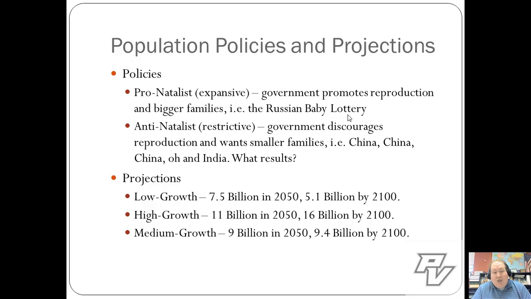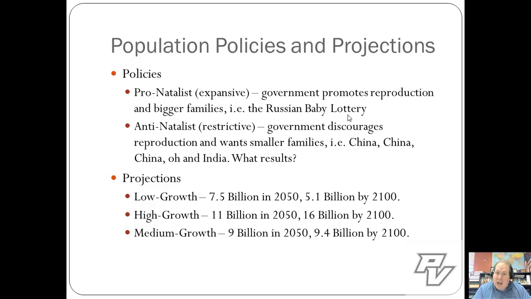Our projections right now come into three big bands. There's the low-growth perspective. The low-growth perspective says that not only will we peak in the next few years at about 7.5 billion by 2050, but that we'll actually start to reduce our population by about 2100 to about 5 billion, which is about where we were in the mid-20th century.